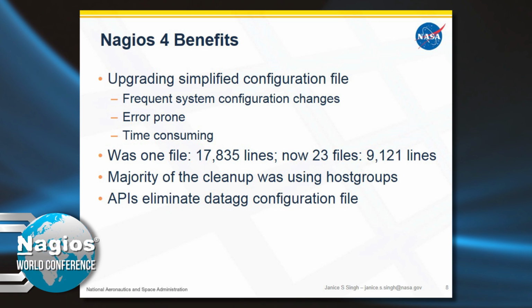Part of that was using host groups, which I know was possible in Nagios 3, but we didn't have to do services for every single host. We could just use host groups. And yes, it did break it into 23 different files, but that does make it easier to manage, actually. And then by using the APIs, we were able to get rid of the DATAG configuration file.